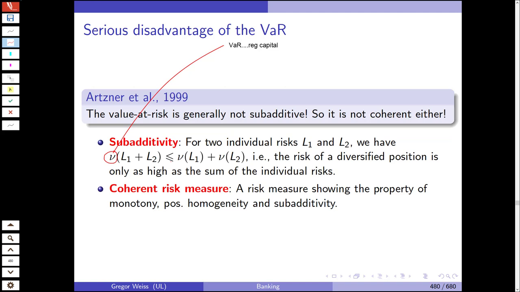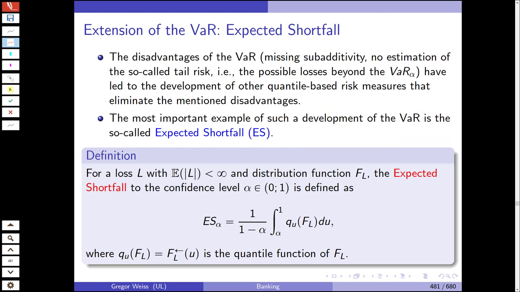And this is simply the idea of diversification. If we have a portfolio that is diversified, then we expect this portfolio to require less regulatory capital than if we were simply to sum up the two individual capital amounts. And this property is not given for value at risk. For value at risk, it might be that it's actually larger for the diversified portfolio, and this is not realistic. We would assume that in a portfolio, we will always see diversification. And that's not the case for some statistical distributions with value at risk.